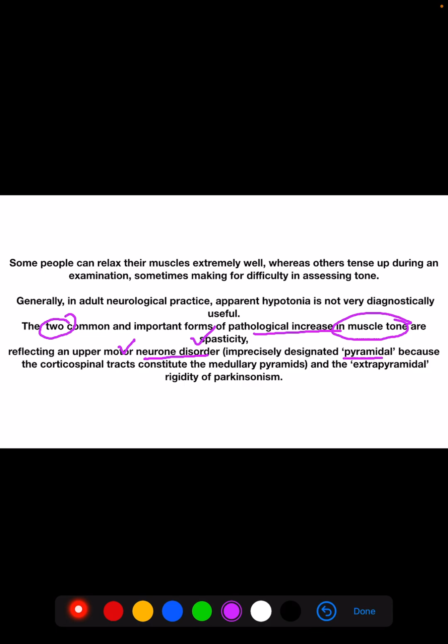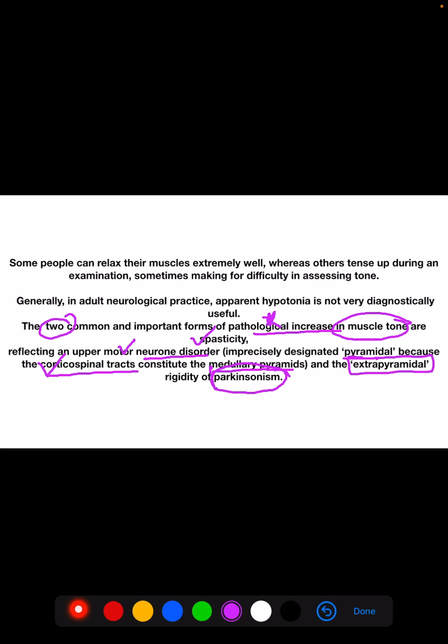Imprecisely designated pyramidal, because the corticospinal tracts constitute the medullary pyramids, and so in Parkinsonism we call it extrapyramidal rigidity, okay. So if corticospinal tracts are involved, it is an upper motor neuron disorder and there will be spasticity, and because of the spasticity there is an increase in the muscle tone.